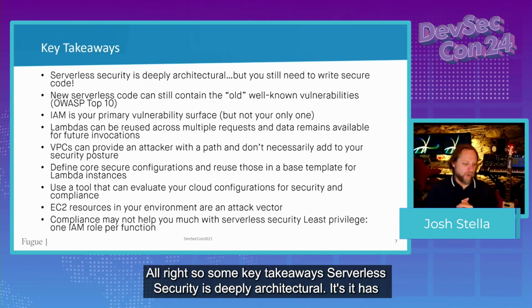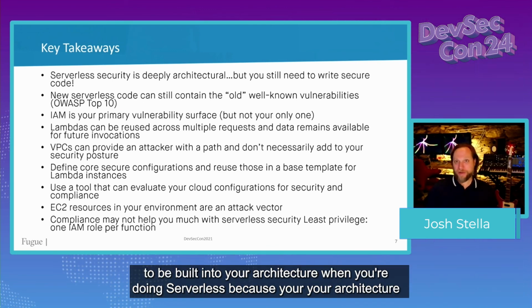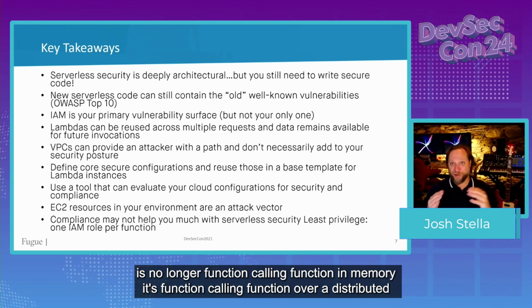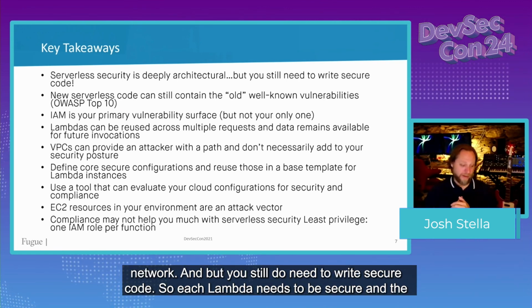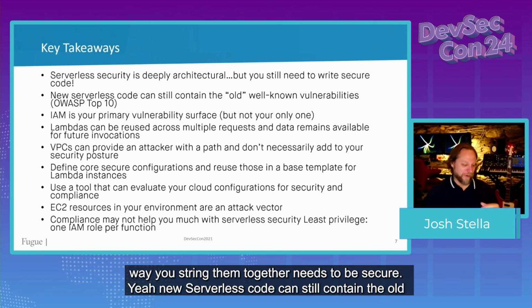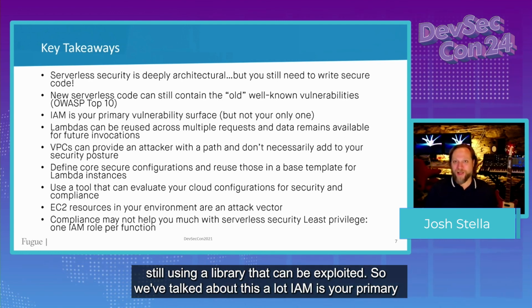All right, so some key takeaways. Serverless security is deeply architectural. It has to be built into your architecture when you're doing serverless, because your architecture is no longer function calling function in memory. It's function calling function over a distributed network. But you still do need to write secure code. So each Lambda needs to be secure, and the way you string them together needs to be secure. New serverless code can still contain the old well-known vulnerabilities, of course. If you're using a library that has a CVE on it, you're still using a library that can be exploited.